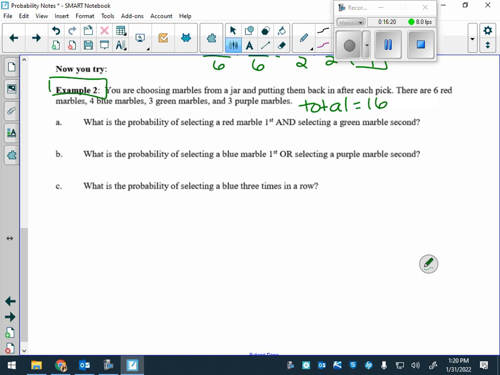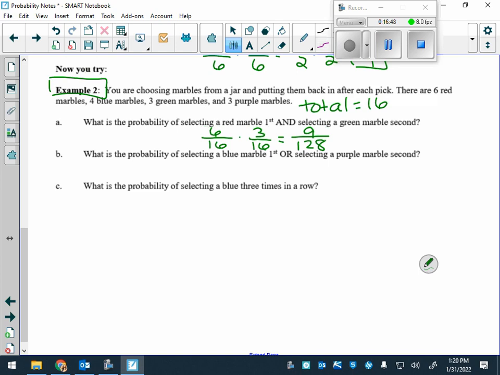So how did we set this up? What did this look like? 6 over 16 for the red marbles, times 3 over 16 for the green. Excellent. Okay, and we should have gotten, once all said and done, 9 over 128, your reduced fraction eventually. Okay, good. All right, now we're looking at B.